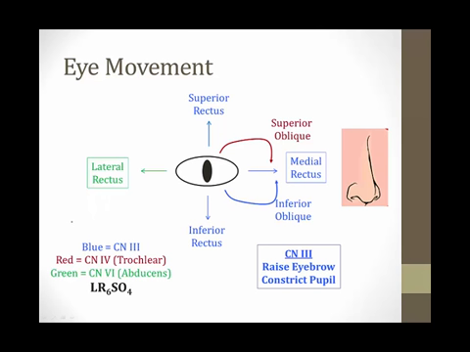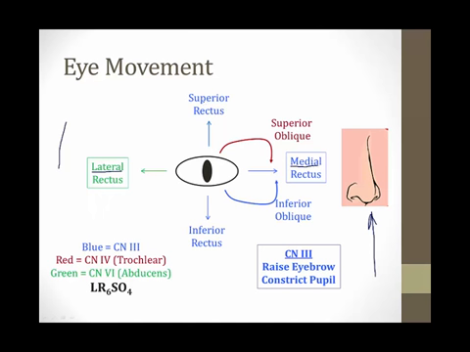In order to do this, I've drawn an eyeball in the middle of the screen. There's a nose on the right side of the screen, and the left side of the screen represents the lateral or temporal portion of the face. So the lateral rectus muscle moves the eyeball laterally, and the medial rectus muscle moves the eyeball medially. These two muscles are very easy to understand.